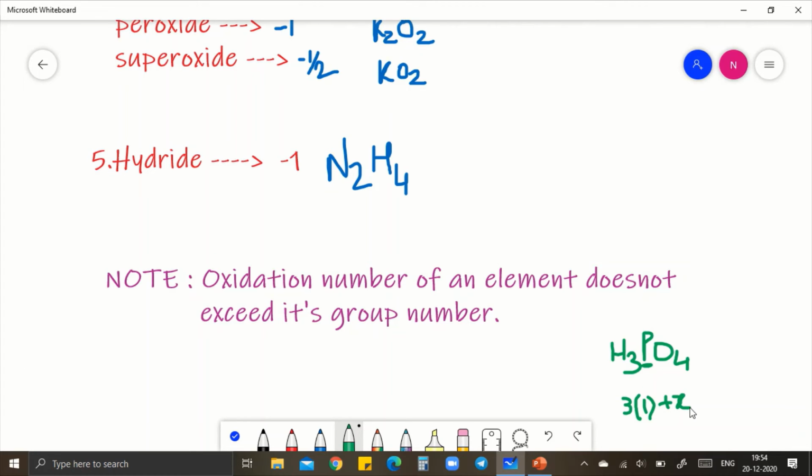So X plus oxygen, we know, -2 into 4, it's -8. And the total for the compound is 0. So 3 plus X minus 8 is equal to 0. 3 minus 8 is -5, so X is equal to 5. The phosphorus oxidation state in this compound is 5.